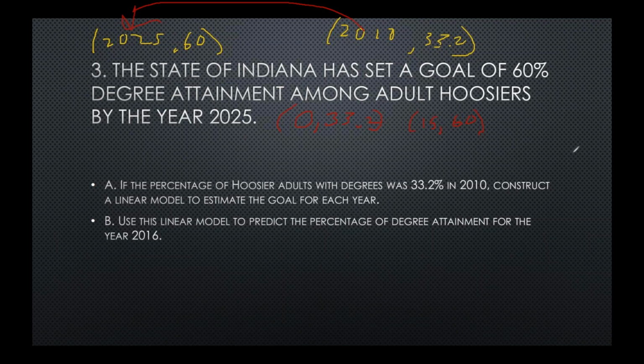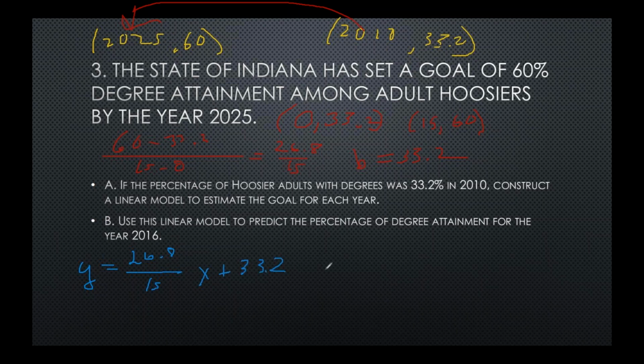15, 60. To find the slope, y2 minus y1 over x2 minus x1, and we get 26.8 over 15. You can change it to a decimal if you want, or you can leave it as a fraction like you did. That's perfect. And then your y-intercept is 33.2. That red is a little bit hard to read. Okay, so our model becomes y equals 26.8 over 15, if you keep it as a beautiful fraction, plus 33.2.